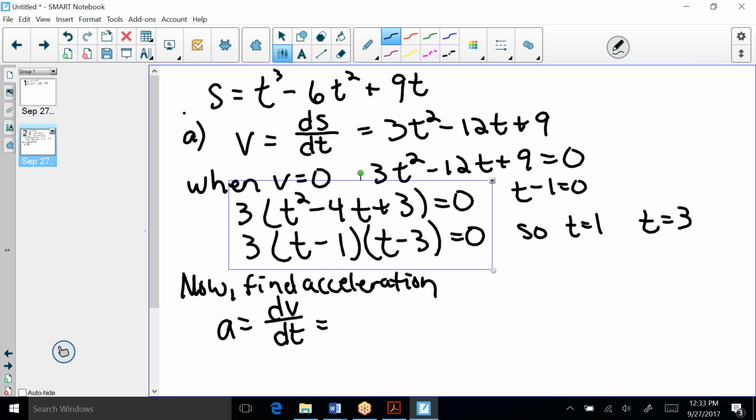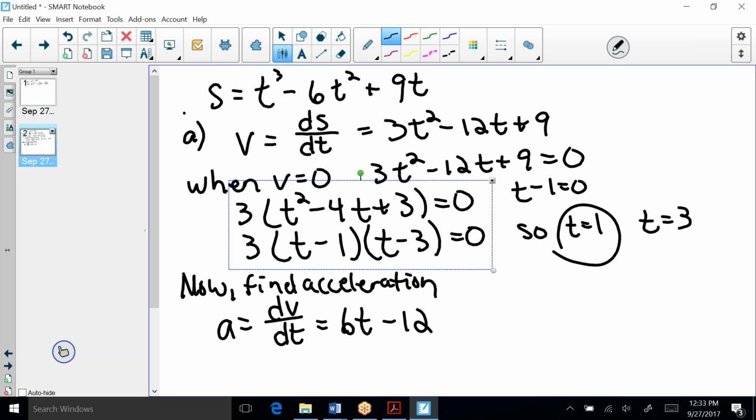Yeah, that's it. So our acceleration is the derivative of the velocity, dv dt, so it's 6t minus 12. And they're saying to find the acceleration each time the velocity is 0. So this is our derivative, but this isn't the velocity each time the velocity is 0. How do we find the acceleration each time the velocity is 0?